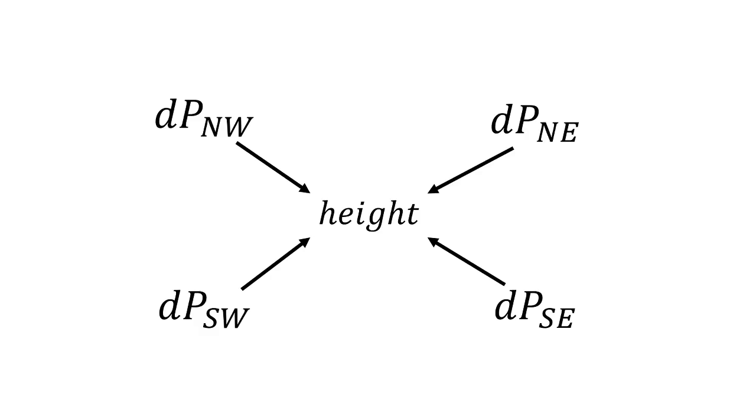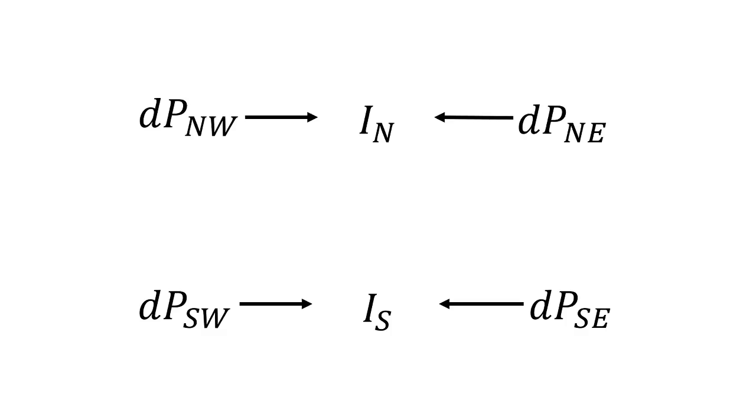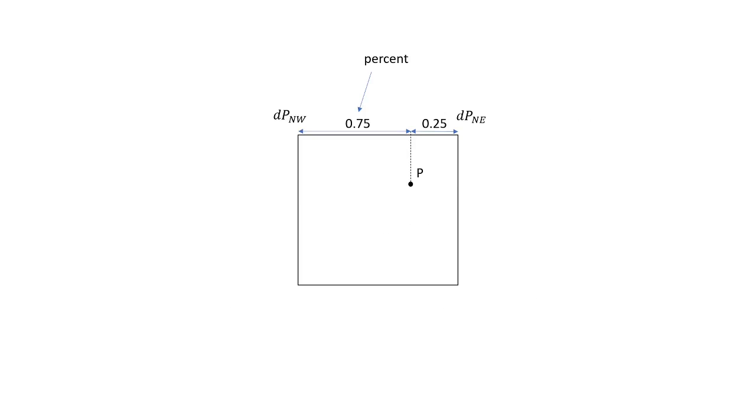So what we could do is to first interpolate the north corners into an interpolated north value, and do the exact same thing to the south corners, and then interpolate these two values to generate the final height value. So now explaining the interpolation process itself.